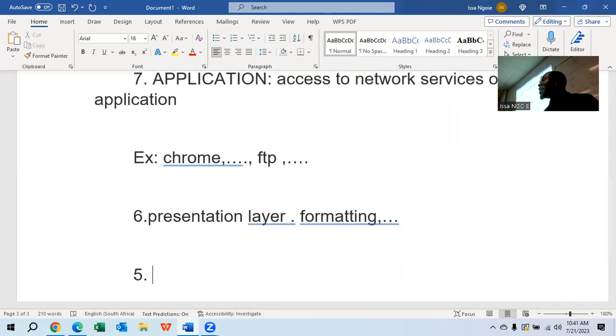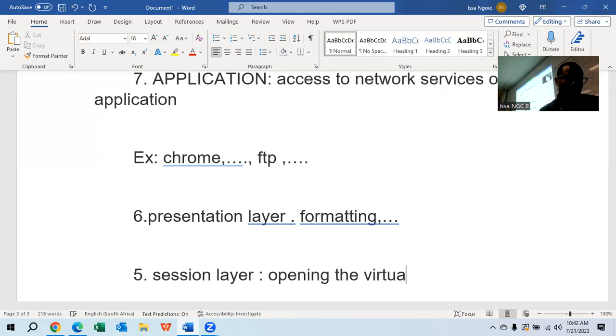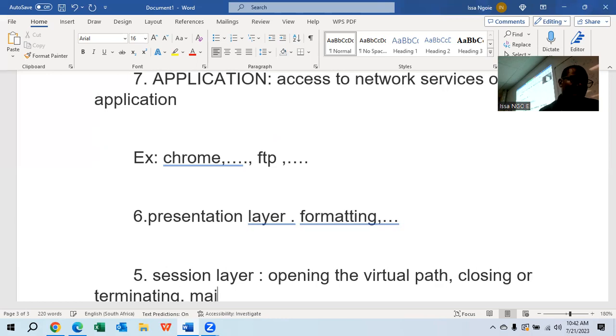When you are done with the presentation layer, there is a layer that will prepare the road for your data to flow, for your data to move from one side to another side. We call it the session layer, right? Opening the virtual path. There are so many ways we can define it. Closing or terminating and so on. Maintaining the session.